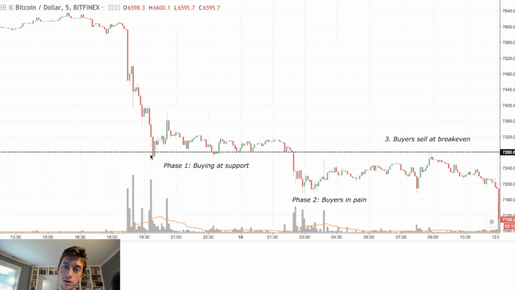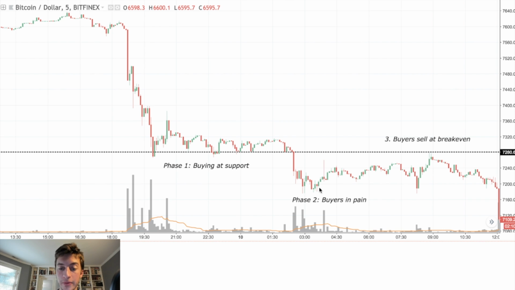The pendulum's all the way over here. We begin to see some buying here, get some buying here, we get some buying and buying. So we have a lot of buying around this support level here. And then price goes lower. And these buyers are in pain. They're at a loss, and they don't want to take a loss. The traders who hadn't gotten stopped out of their longs probably want to sell at break even.